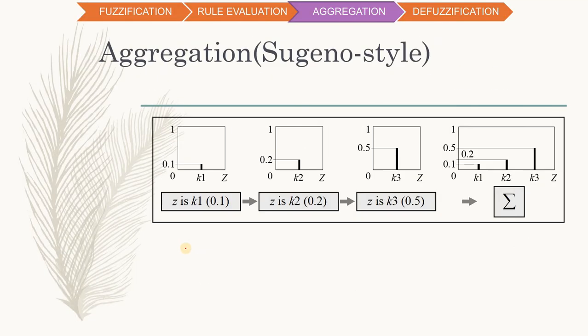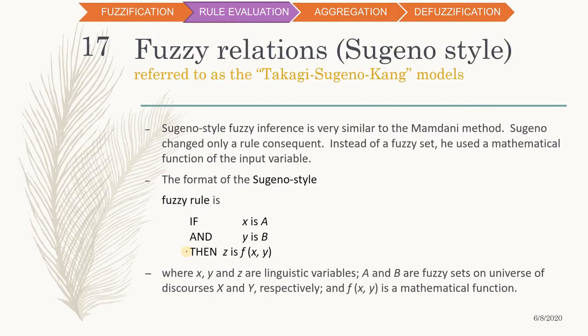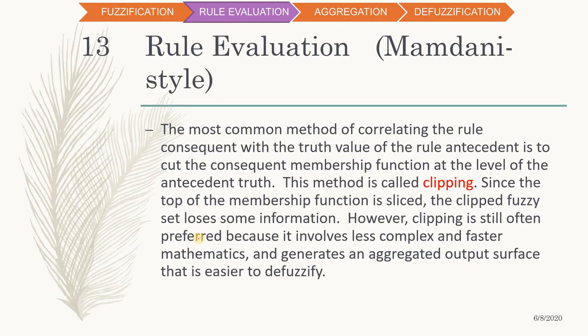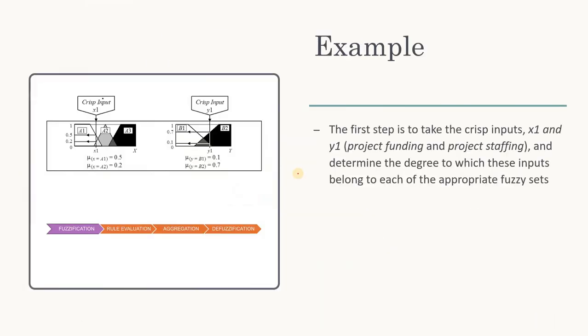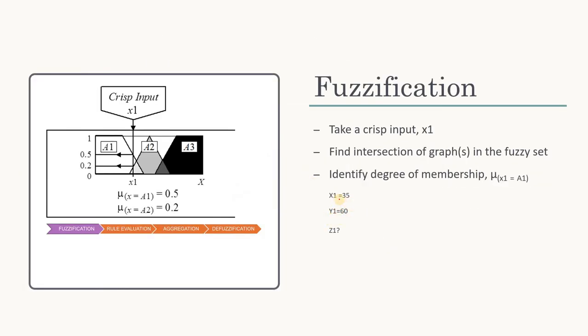The reason is, if you take a look at here, based on your graph at Z, you do not know where it will fall. So that is why we do the aggregation and the COG to get the risk value, given that your X and Y are 35% and 60%.